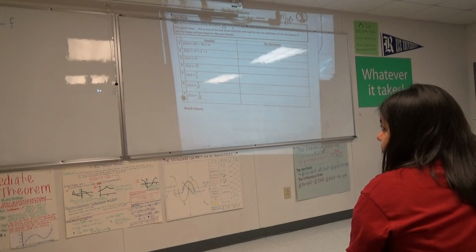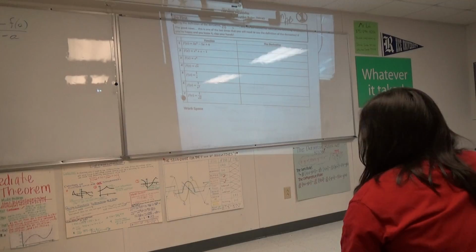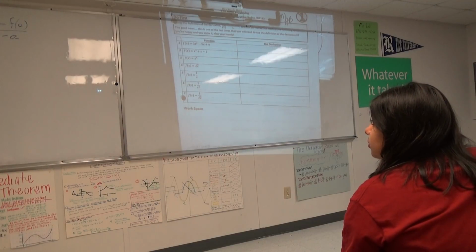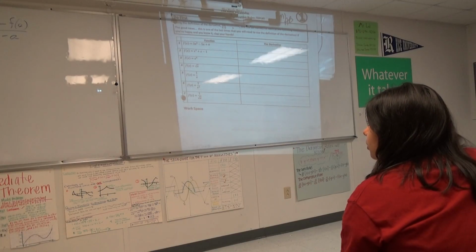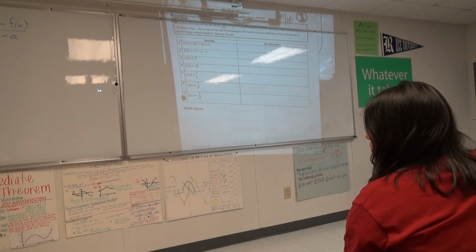Wait, f of x minus, we'll just call that a, divided by x minus. Okay, I like it, I don't love it. I really, really want to love it. Why am I not loving it? Why am I being so darn picky here? F of x minus f of a over x minus a.